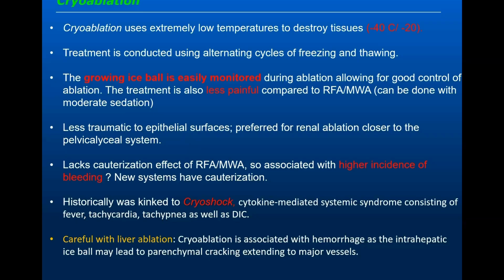We notice that this ice ball is very nice and gentle to the epithelial surfaces. So if we are dealing with a renal tumor, for example, and this renal tumor is very close to the pelvic calyceal system or the ureter, when you get this ice ball, even if it extends into the pelvic calyceal system, it usually is not a big deal. Maybe some minimal hematuria, but it is not a big deal. If this happens with radiofrequency or microwave ablation, it will usually end up in a big problem, either a stricture or a perforation. So this is a big advantage, and that's why cryoablation really is very widely used for renal tumors.